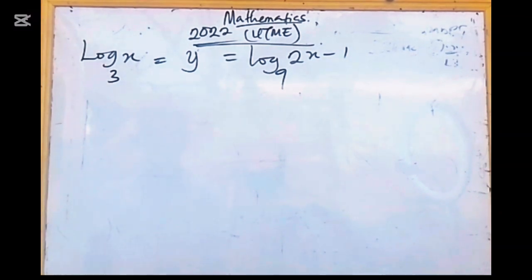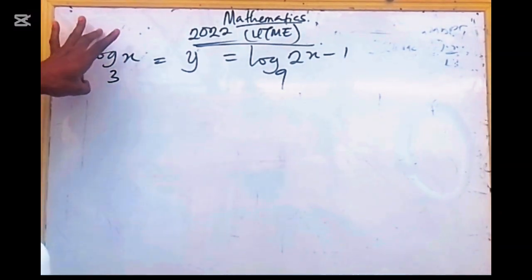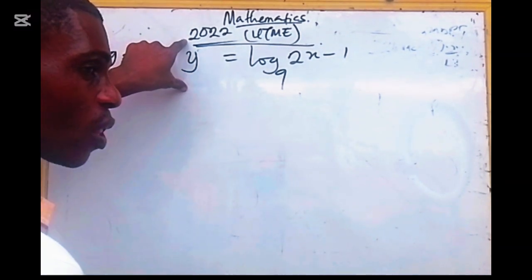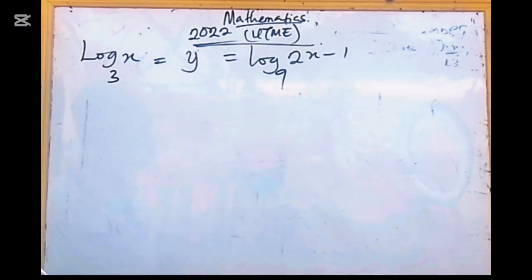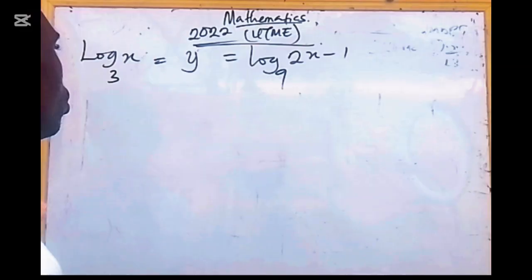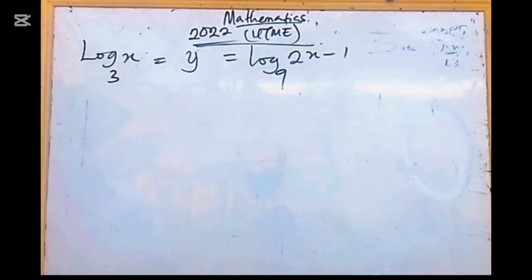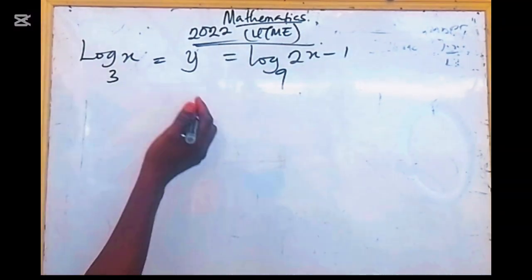Looking at this question, the question is trying to tell us that this one is equal to y, and this one is also equal to y. That means the two of them are equal to each other. So you can find x first. When you get x, you use it to find y. You understand that? So from here, these two are equal. You can bring them together.